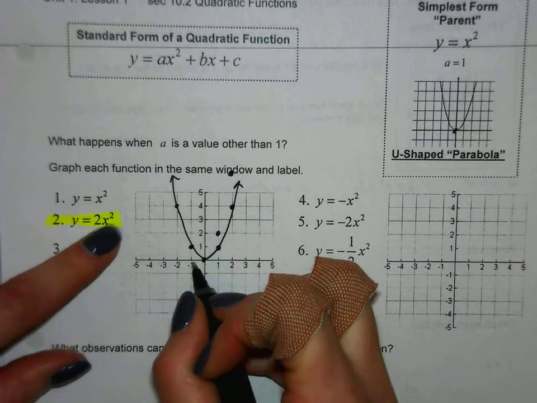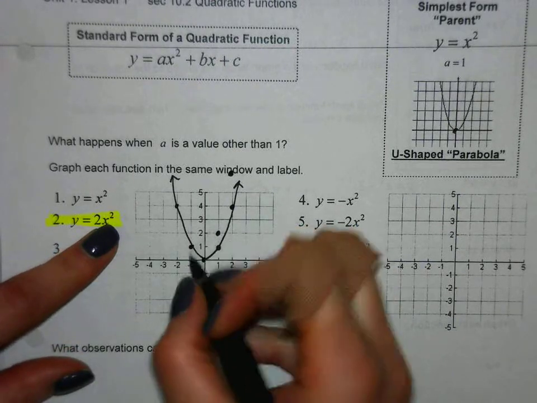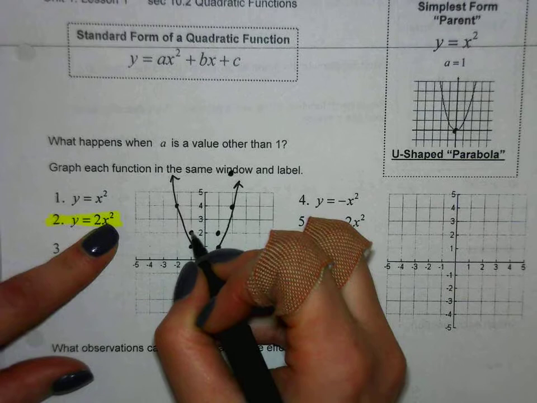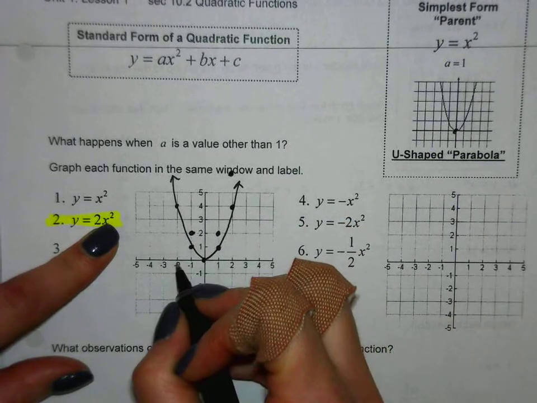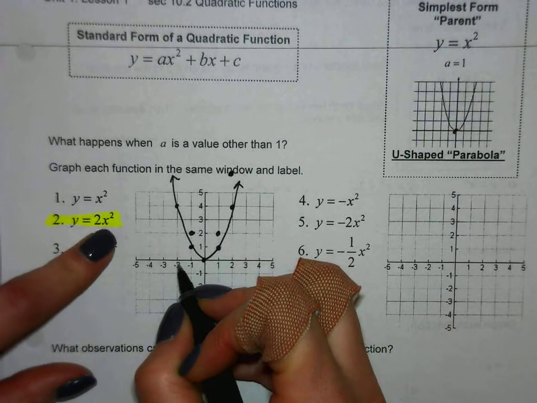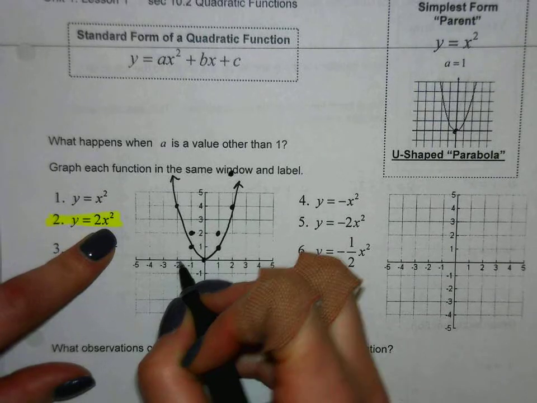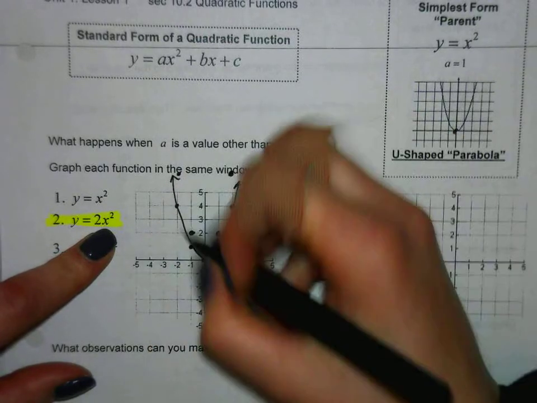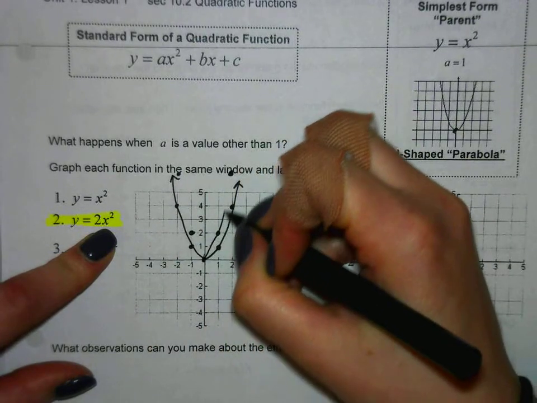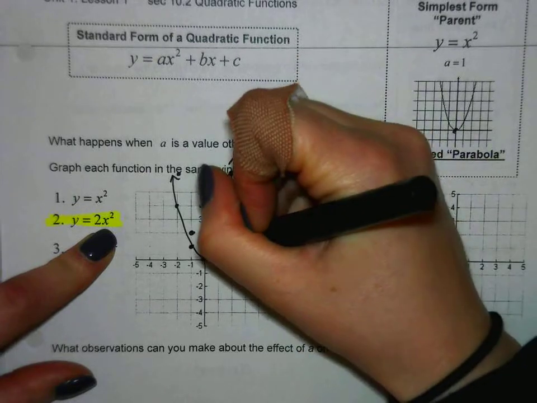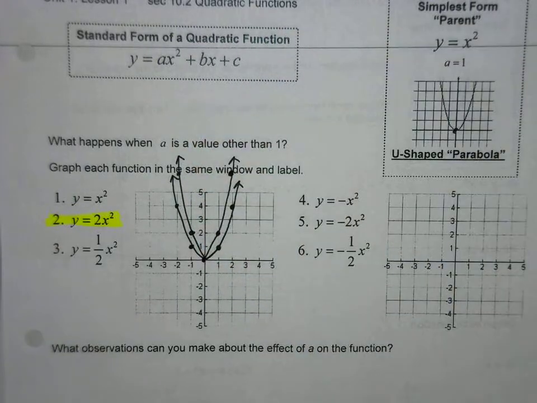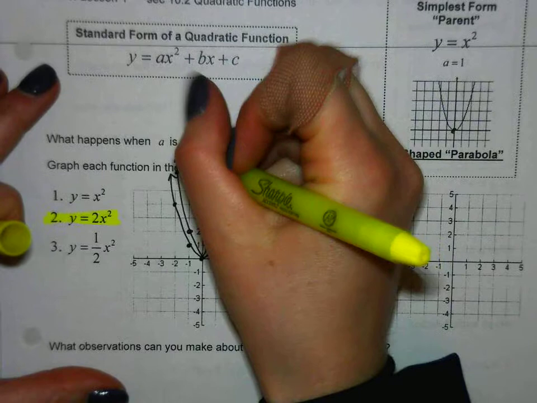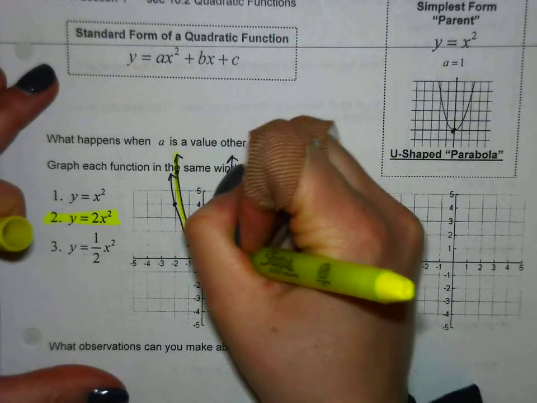So then if we go -1, -1 squared is a positive 1, and positive 1 times 2 is 2. -2 squared is a positive 4, and 4 times 2 is 8. So we're here. So we end up with this parabola in here, and I'm going to highlight it just so I know that that one is what it matches.